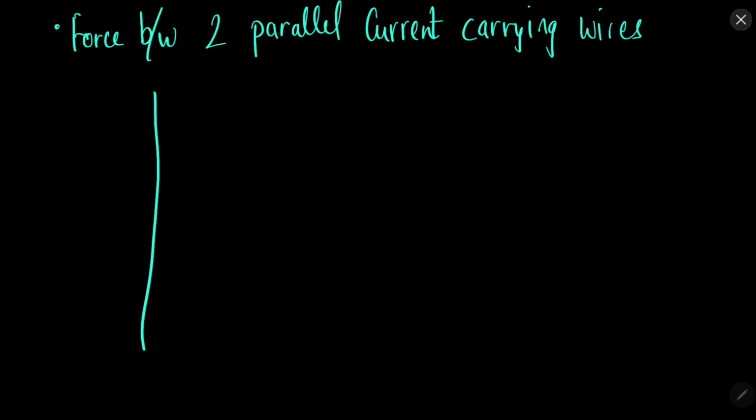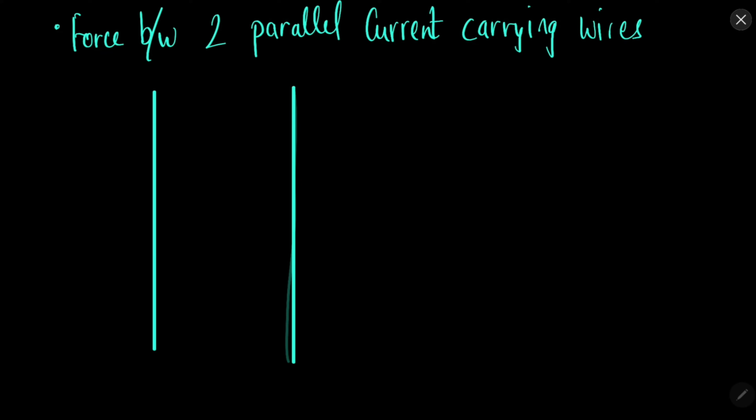So let's say we have two wires like this. Now the situation can be that the current is in the same direction or in different directions. We are doing it for the same direction. If they are in opposite directions, only the force between them will change. If they are in the same direction, it will be attractive.